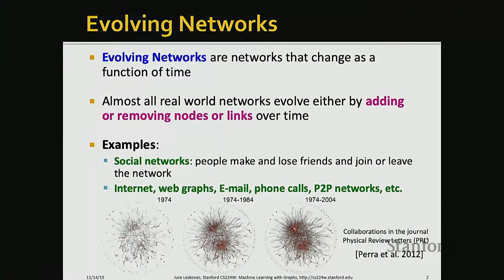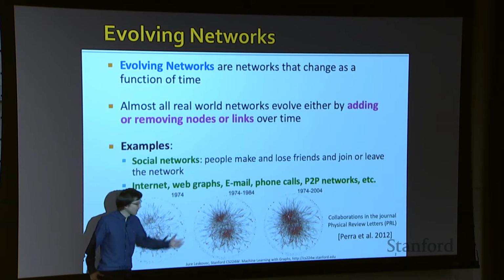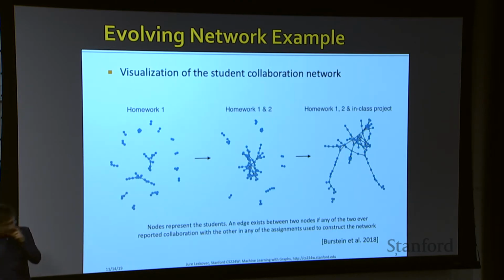So what we are going to talk about today is evolving networks, right? Networks that change their structure over time. Almost all real world networks evolve by adding and removing links and edges over time. There are many examples like this in social networks, right? We make new friends and we lose touch with the old friends. People come into the network, people leave the network. You can also think of the internet, web graphs, emails, phone calls, any kind of communication networks as networks that evolve over time. One way to study them is to create these types of snapshots and look at the network structure over time. There are many other examples.